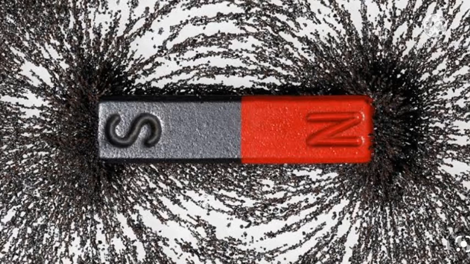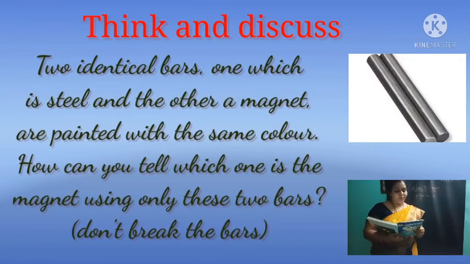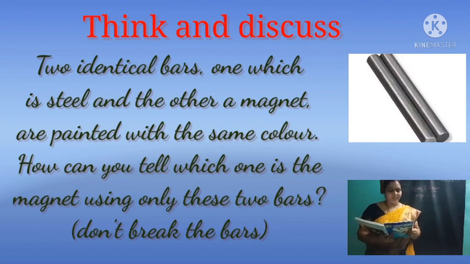The magnetic field surrounds a magnet, an electric field surrounds electric charges, and gravitational fields surround masses. Two identical bars, one which is steel and another a magnet, are painted with the same color. How can you tell if one is a magnet using only these two bars? Don't break the bars.